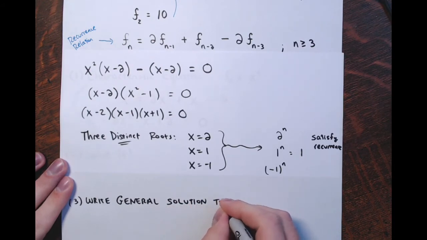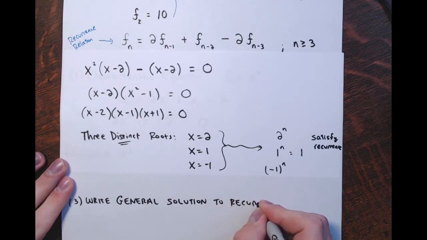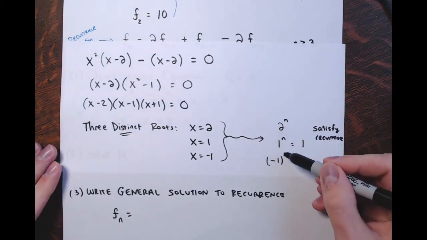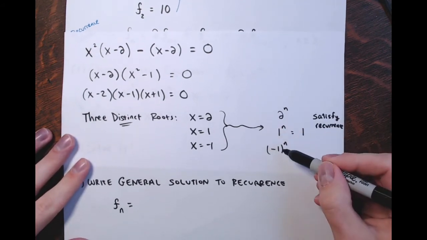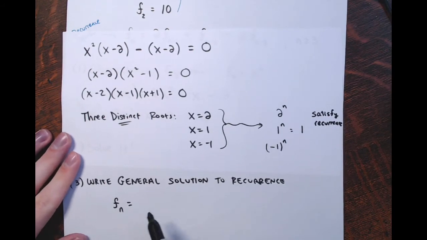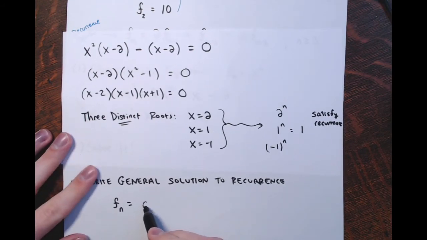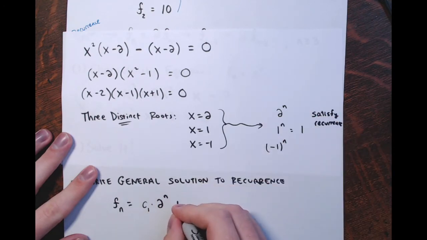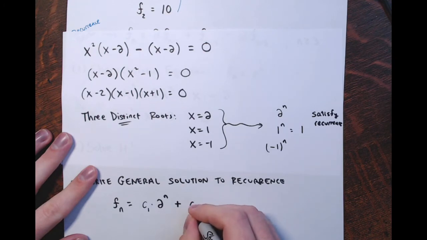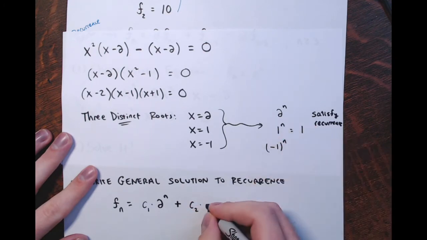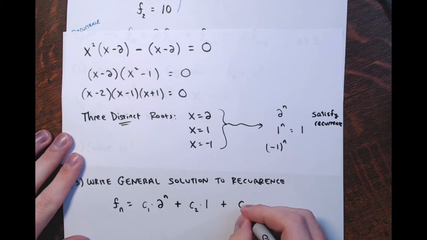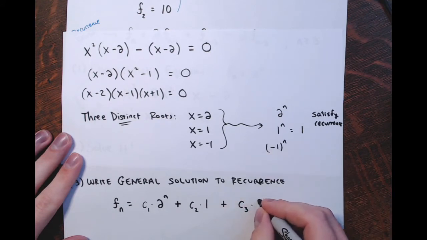All right, write the general solution to the recurrence, the recursive rule. And that would be Fn is a linear combination of these guys here, that I found from the characteristic equation. So Fn is going to be some constant, say C1, times 2 to the nth, plus some constant C2 times 1 to the nth, or just 1, plus some constant C3 times -1 to the nth.